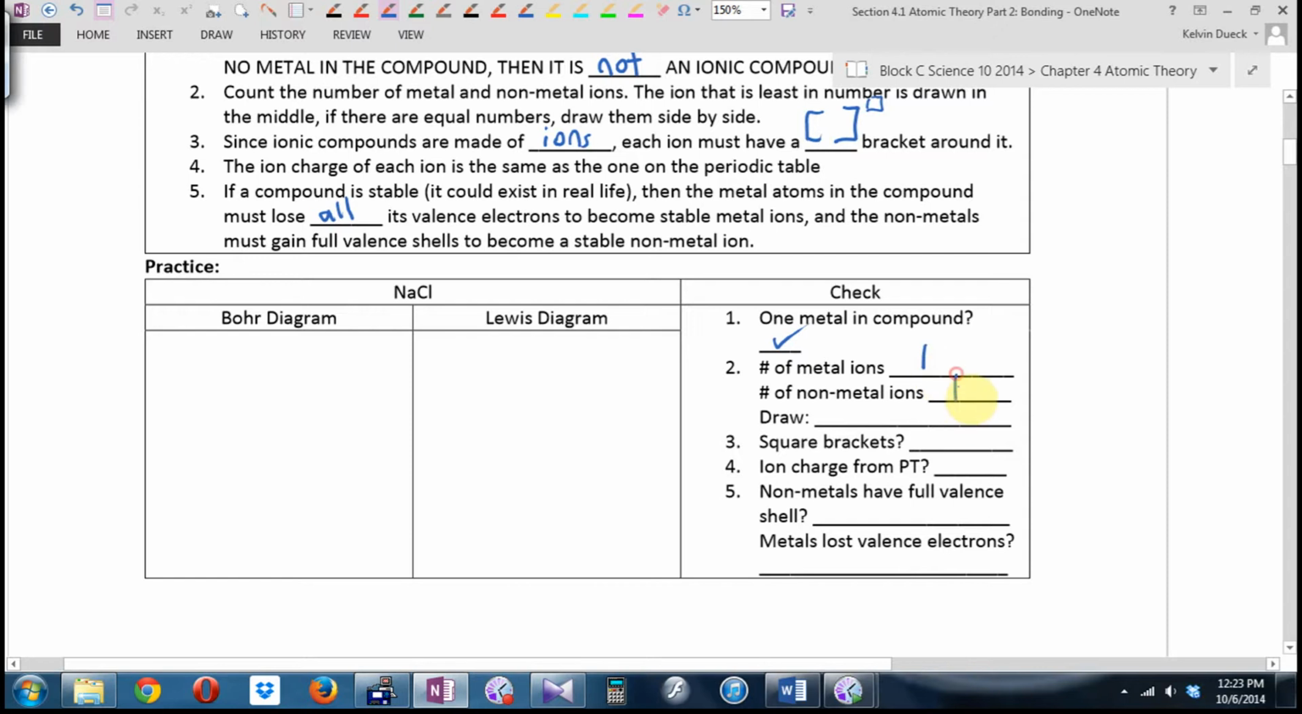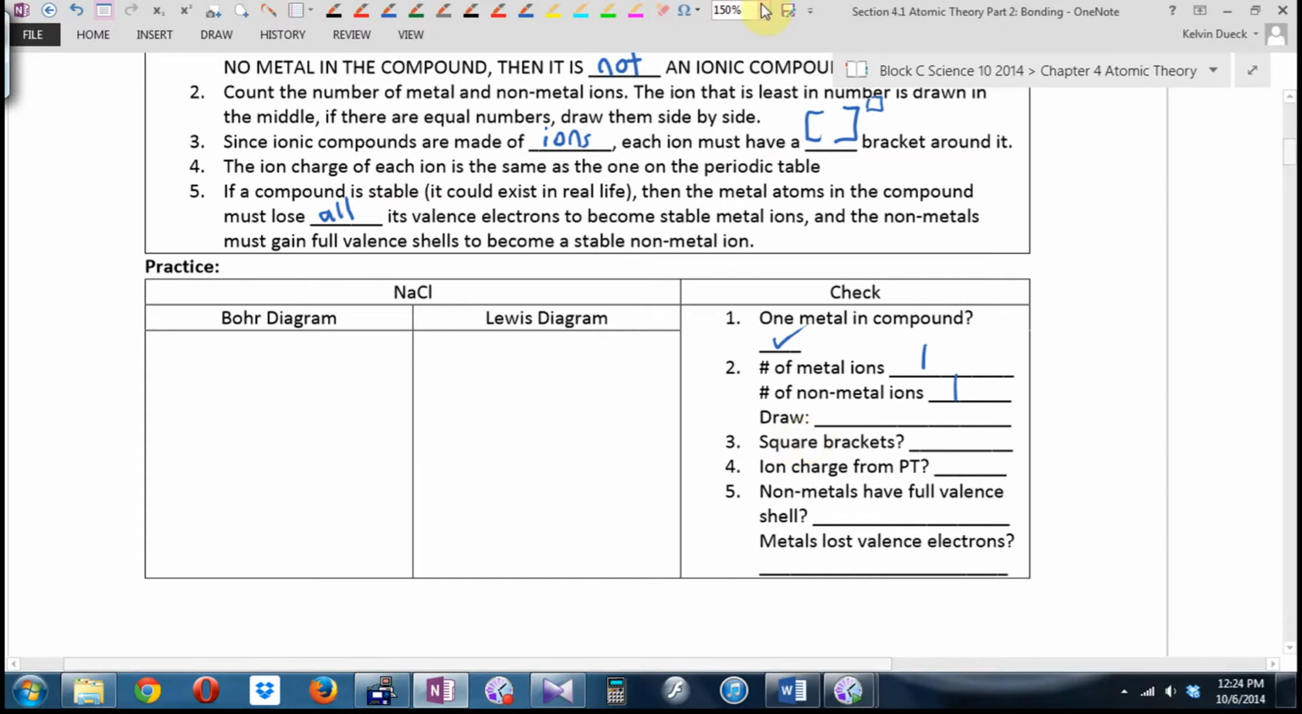So I'm just going to draw them side by side. If there was, for example, one sodium and two of something else, my picture would look like this. Don't write this down. I'd put the sodium here, and I'd put the other two on either side of it, kind of surrounding it. That's why I said you want the fewest number of ions in the middle of your picture.